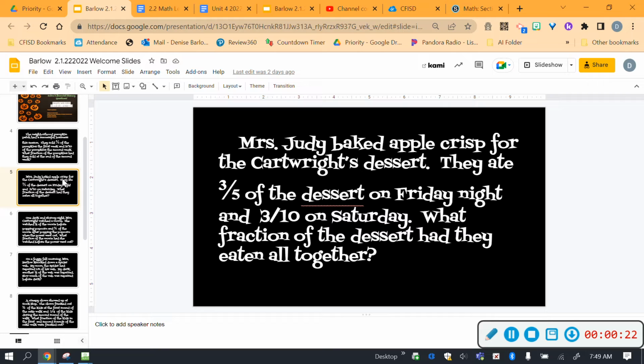So just like before, I'm going to go ahead and make a window pane on my paper, because a window pane is what we want to use every time we solve questions. And my question says, what fraction of the dessert had they eaten all together? So I could simply turn my question around and say, they ate blank, with a period at the end. The two fraction amounts that I'm looking at today are 3/5 for Friday and 3/10 for Saturday.